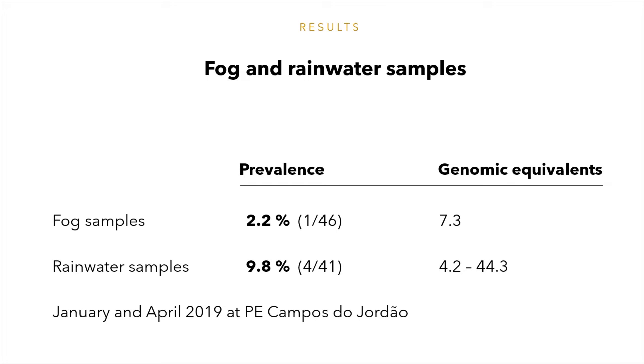Out of the 41 rainwater samples, results showed a prevalence of 9.8%, with loads varying between 4 and 44 zoospore genomic equivalents. All of the BD positive samples were collected in 2019, in January and in April. All of them were collected in the Parque Estadual Campos do Jordão.